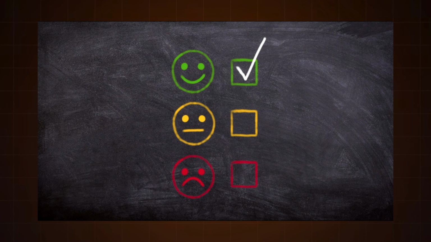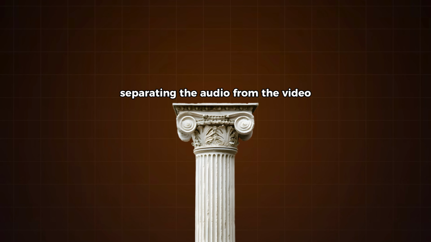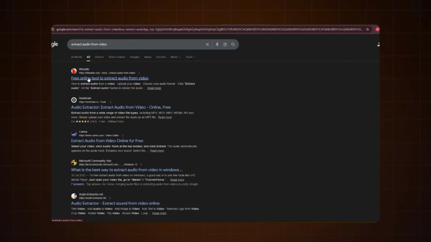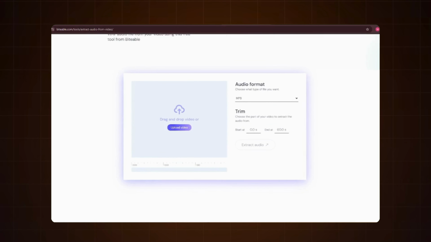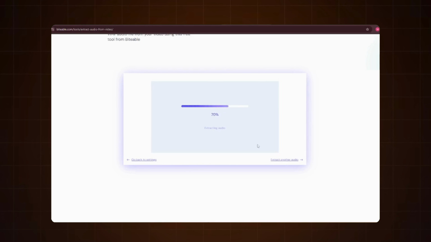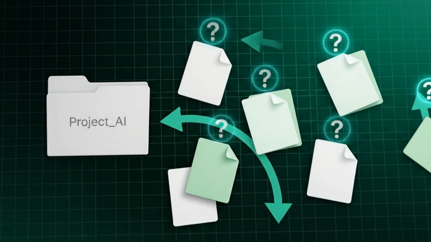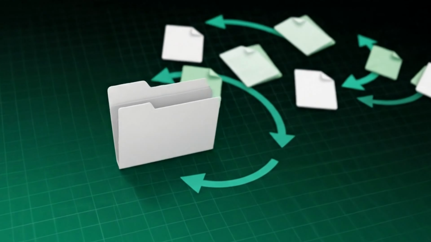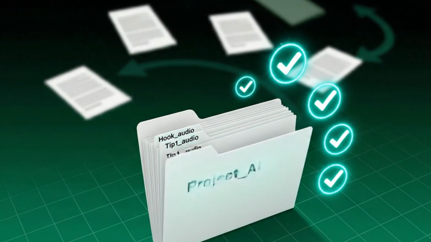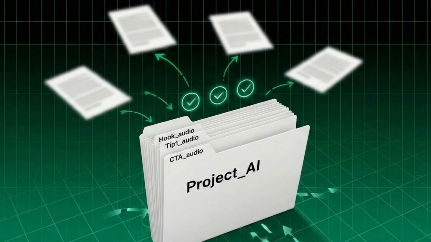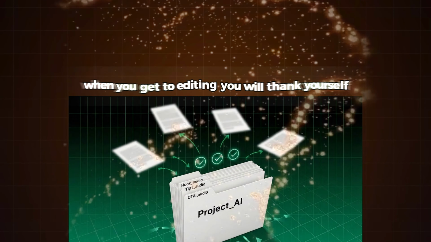Work smart. After generating your clips, the next step is separating the audio from the video. Go to believable.com. It's free and very easy to use. Upload your video and click Extract Audio. Now here's a small organizational habit that will save you later. Name your files properly. For example, hook_audio, tip1_audio, CTA_audio. When you get to editing, you will thank yourself.